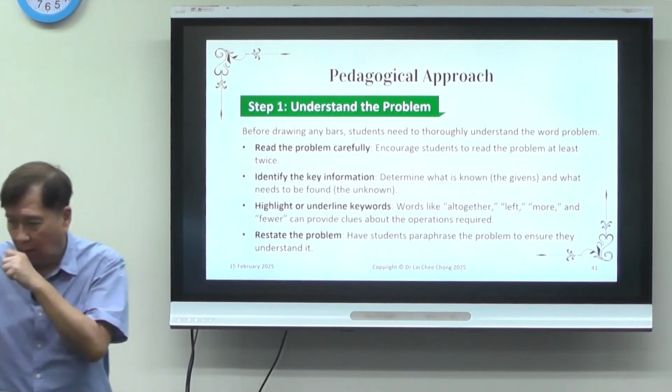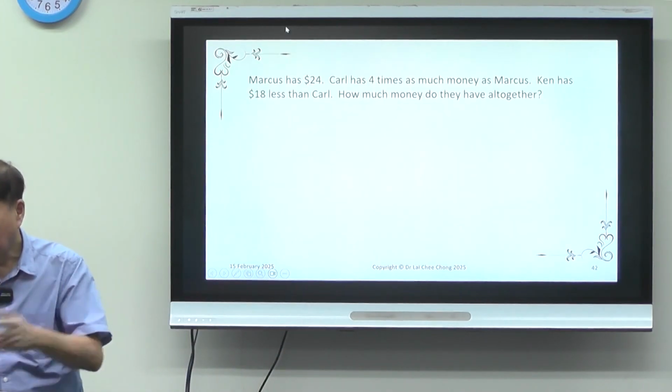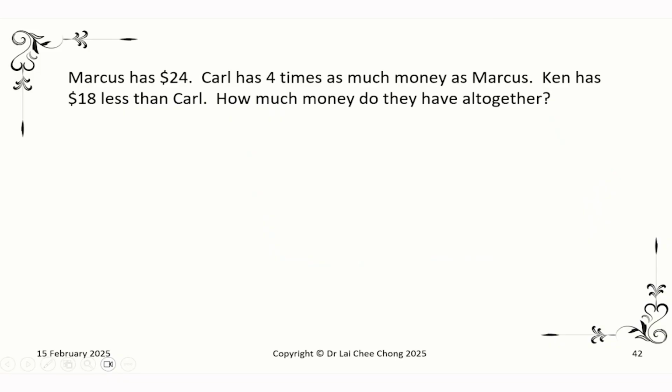Now, let's look at this question here. Marcus has $24. Carl has 4 times as much money as Marcus. Ken has $18 less than Carl. How much money did they have altogether? Very short question. Understand the problem.